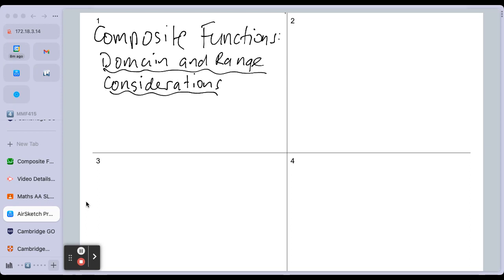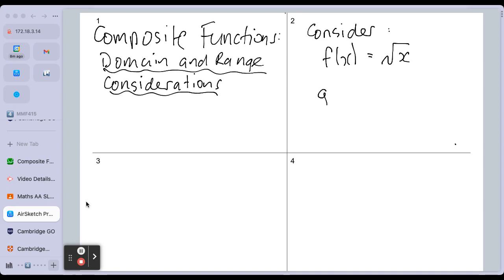So we're going to have a look at some more considerations of the domain and range of a composite function, because there are some tricky areas that need to be covered off on, that we need to be across. So I want you to consider two functions. f of x is equal to the square root of x, the square root function.